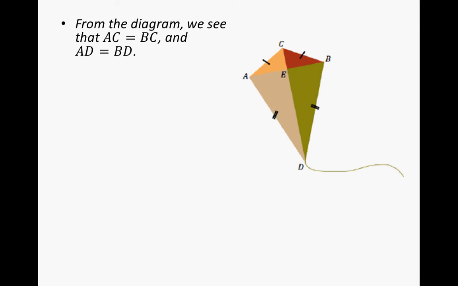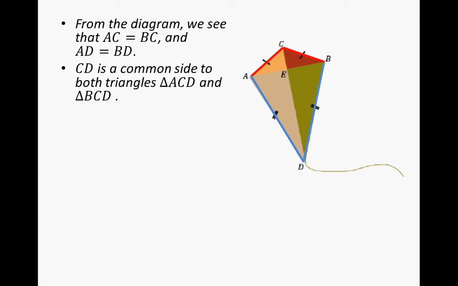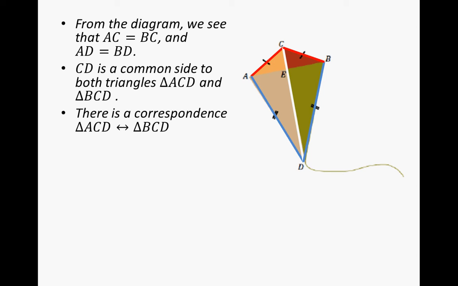From the diagram, we see that AC is equal to BC. All right, highlighting it again. AC is equal to BC, and AD is equal to BD. So we have two sides that are the same. Well, if you notice, CD, which I just highlighted in white, is a common side to both of these triangles, ACD and BCD. So therefore, there is a correspondence. Triangle ACD is the same as triangle BCD.